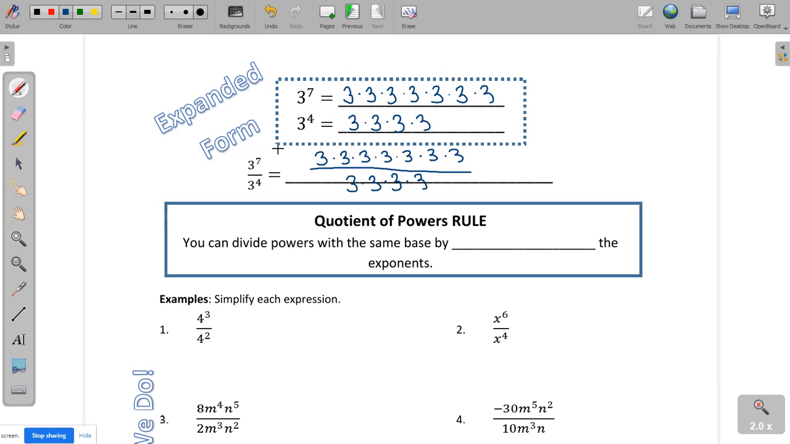Now, let's simplify this. We can cancel out those 3's, and those 3's, and those 3's. So we're just left with 3 times 3 times 3. And that is the same thing as saying 3 to the third power. So instead of doing this step here, we need to write a rule. So what we're going to do when we are dividing powers is we are going to subtract our exponents.